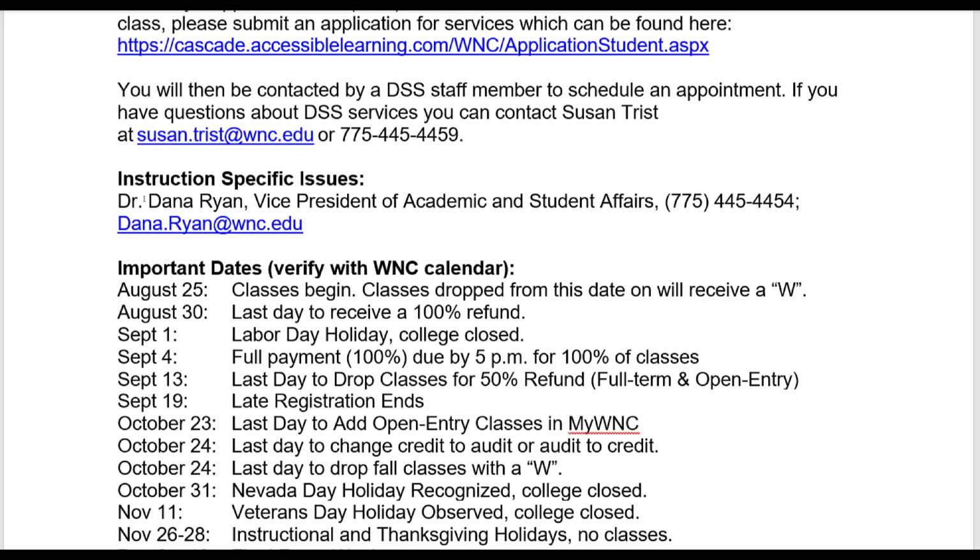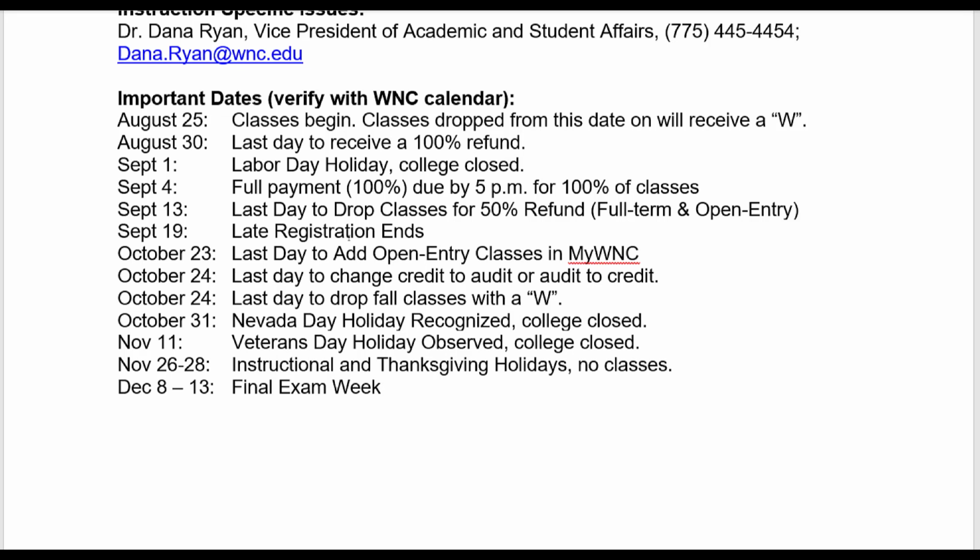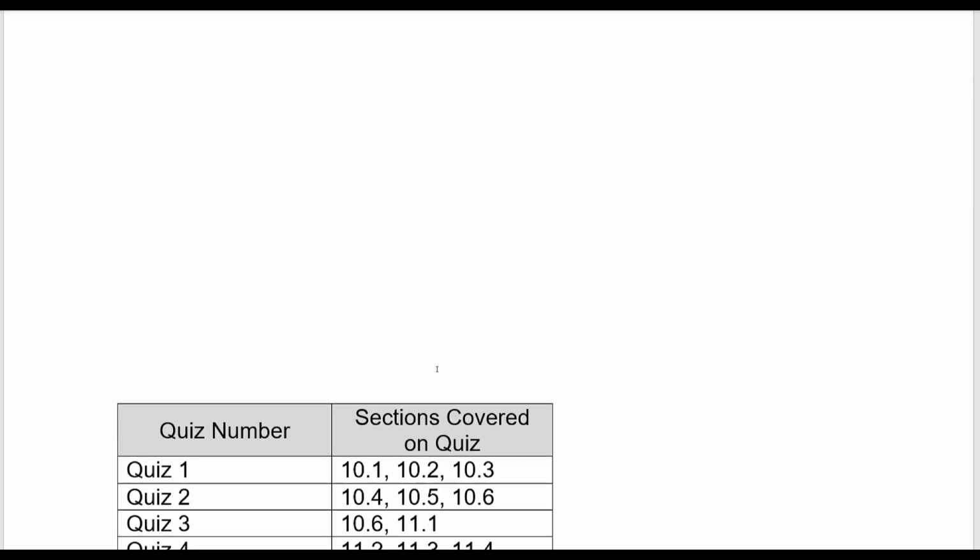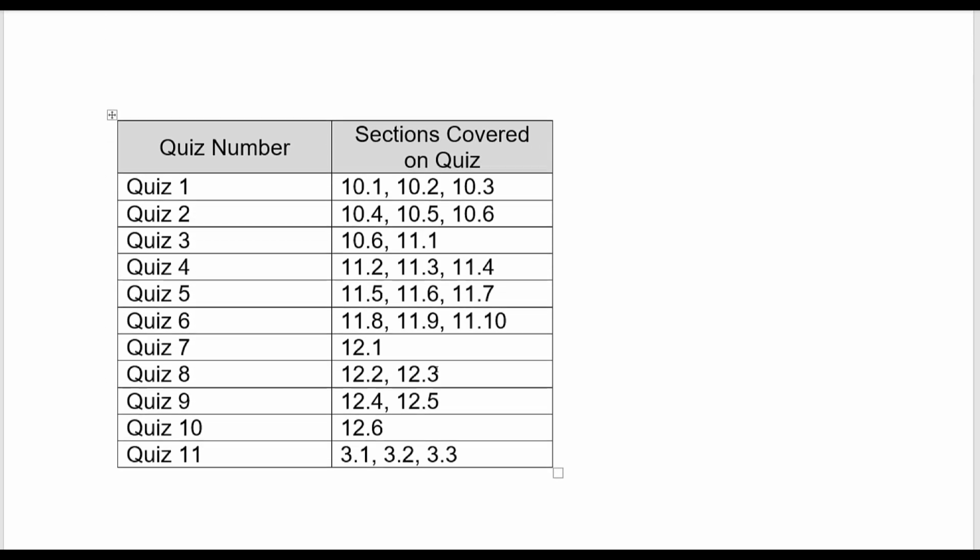For instruction-specific issues, you can reach out to Vice President of Academic and Student Affairs, Dr. Dana Ryan. There's her phone number and email address. These are the dates in the WNC calendar. I would verify them with the calendar. I'm pretty sure they're accurate, but here is a series of dates for important things over the class, or anything at the college.